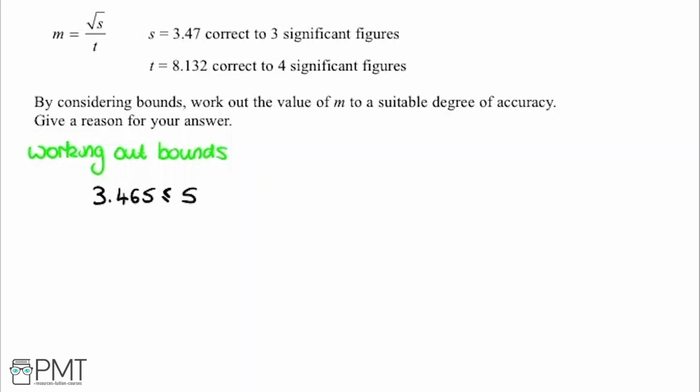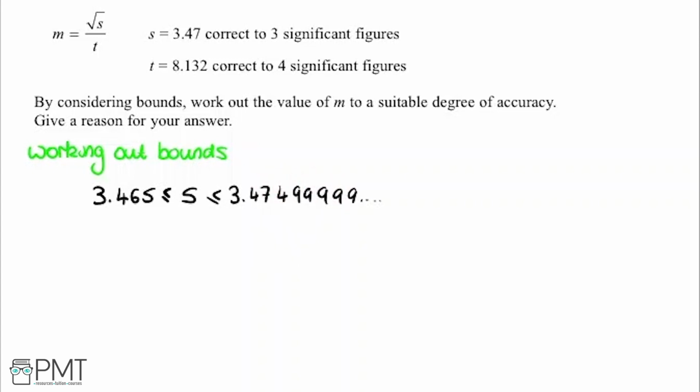Now we need to look at the other end. What's the upper bound? So the highest value it could equal, and still round to 3.47 in 3 significant figures, would be 3.4749999. And that just keeps on going. Because if you think about that, any higher than that, if we had 3.475 and I round that to 3 significant figures, that would give us 3.48, which isn't what we want. So this is the highest value we could have.